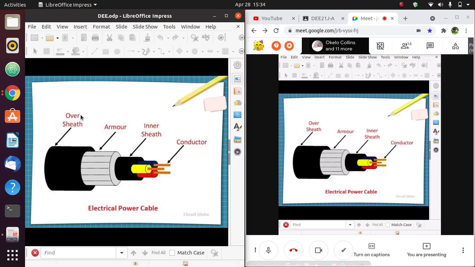Now, this is a simple diagram that shows these parts. We have the conductor that carries the electricity and the voltage. In this case, we have three. So this will essentially be a three-core cable. You can have three cores, three conductors. And what is covering the conductor, the yellow, the blue, and the red, is the insulation. In this case, this is a three-phase cable. These general colors denote the three phases. So this is the insulation.